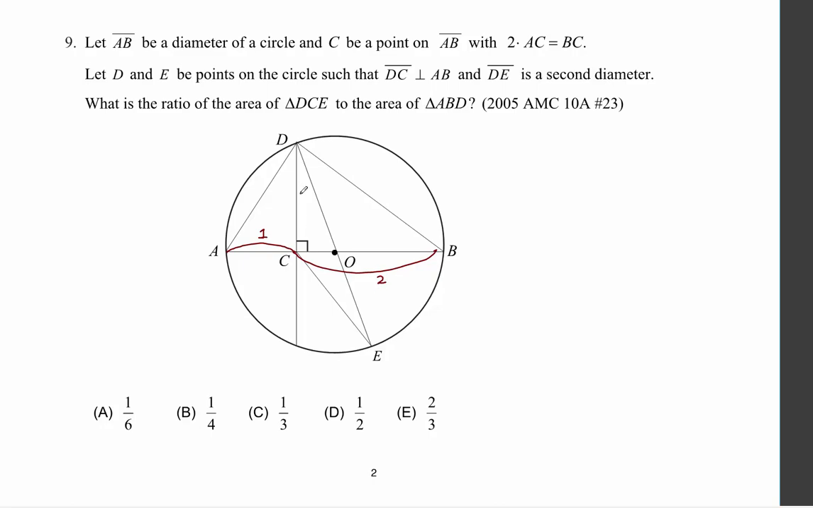So we have a perpendicular line, so these two lengths must be equal, right? And this is the center over here. Another one is that DE is the second diameter, passing through. What is the ratio of the area of triangle DEC over the area of triangle ABD, the large one?